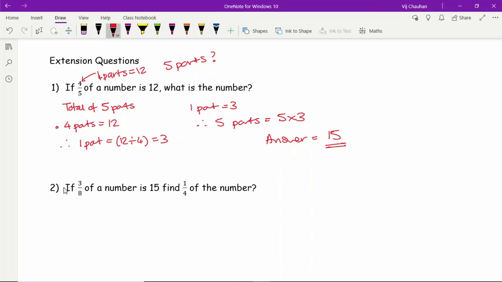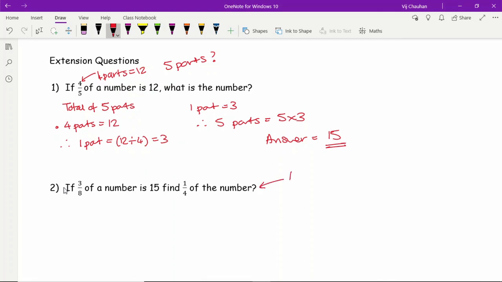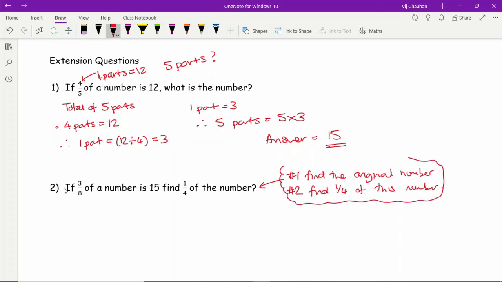So here we've got a question that 3/8 of a number is 15, find a quarter of that number. So for this, the first thing we need to do is find the original number, which is basically exactly what we did in the first question, and then step 2 is we need to find a quarter of this number. And they're the 2 steps that we need to do to find the answer to this question.